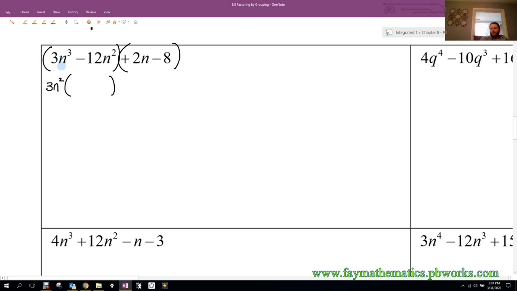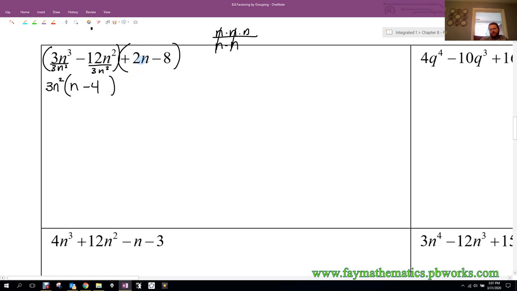Okay. Remember what we're doing when we factor out GCFs. We're dividing each of these then by that GCF. So 3 divided by 3 is 1. N cubed divided by n squared. Remember, n cubed looks like this. N squared looks like this. Those cancel and those cancel, leaves you just the n. Or you can think about subtracting the exponents. So leaves you just n on the inside. And now over here, I'll do the same thing. 12 divided by 3, negative 4. And then n squared divided by n squared, just cancel out.